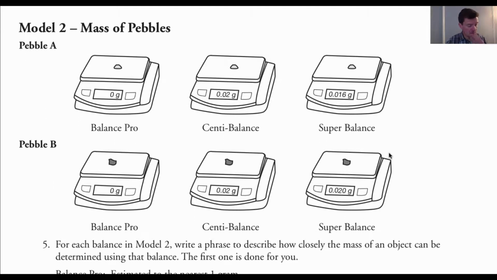Alright, Model 2. Model 2, again, is going to give you some rocks or pebbles, and they are placed on different balances. Again, you can notice that depending on how precise the instrument is, it's going to measure to the nearest gram, nearest hundredth of a gram, or nearest thousandth of a gram. And we have pebble A and pebble B on all of these.